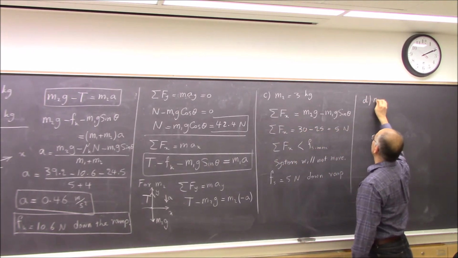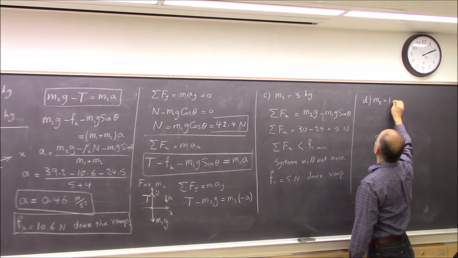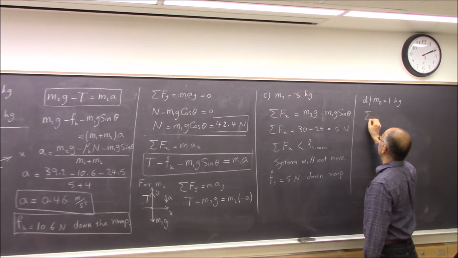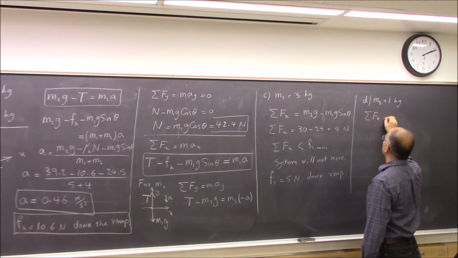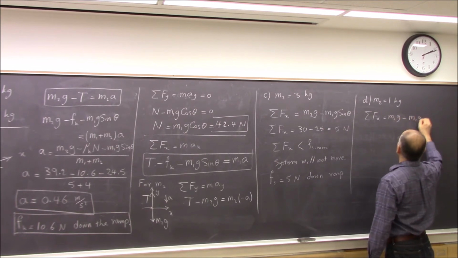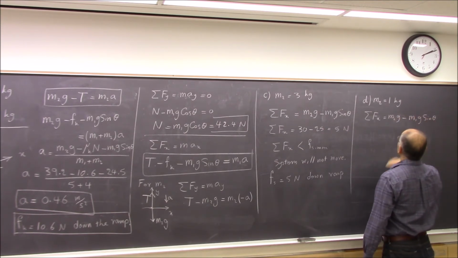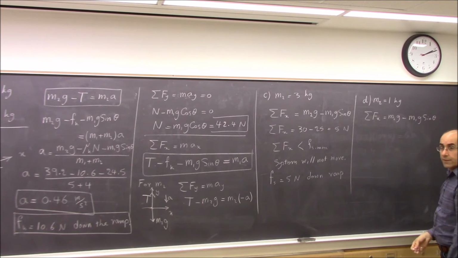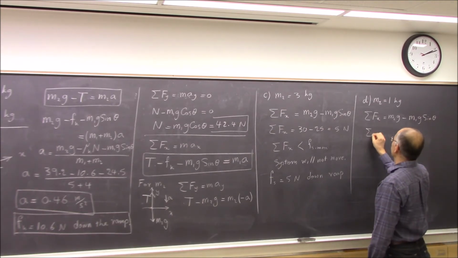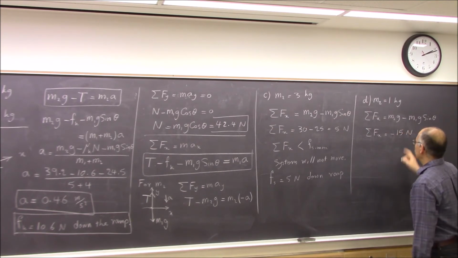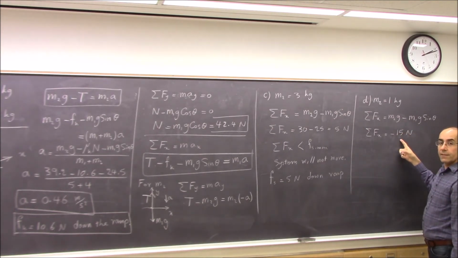What if M2 is 1 kilogram? Then again, to write this, the sum of Fx will be M2g minus M1g sine theta. So that would be 10 Newton minus 25 Newton, which is negative 15 Newton, right? So the sum of Fx will be negative 15 Newton. This has a magnitude that's greater than Fs max.